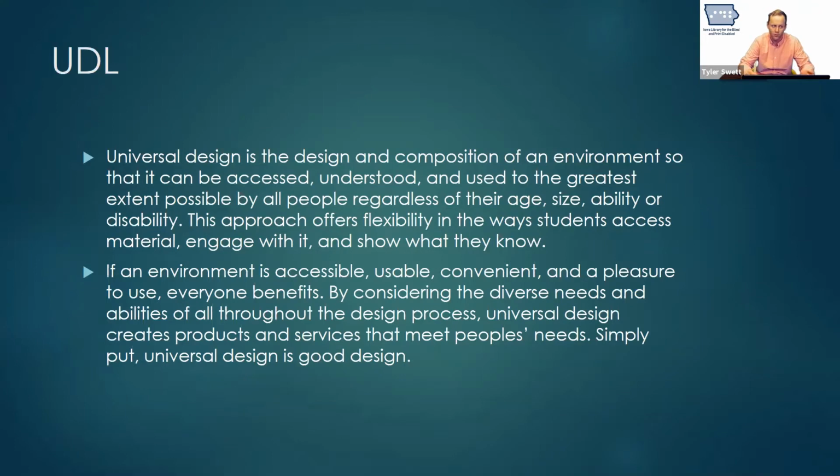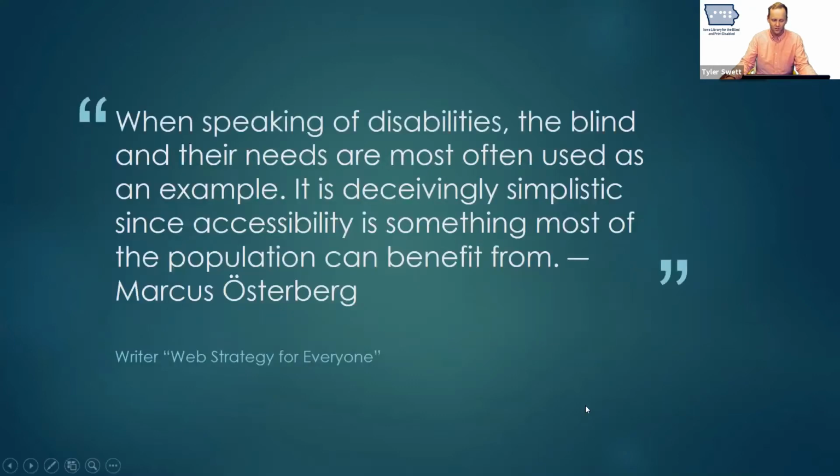It's how you approach building something, whether it be a website or a lesson plan, or even some architecture, which is one of the first examples I'm going to show off. You're building something that everybody can use regardless of what it is. That's why it's universal design, and you're just applying that to learning. When speaking of disabilities, the blind and their needs are most often used as an example. It is deceivingly simplistic, since accessibility is something most of the population can benefit from.